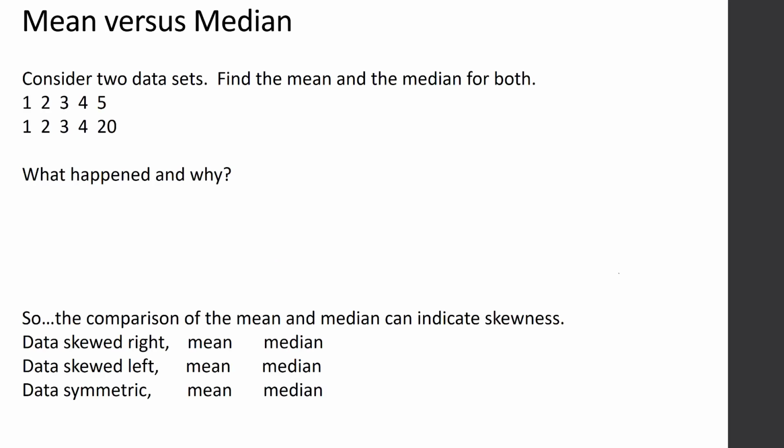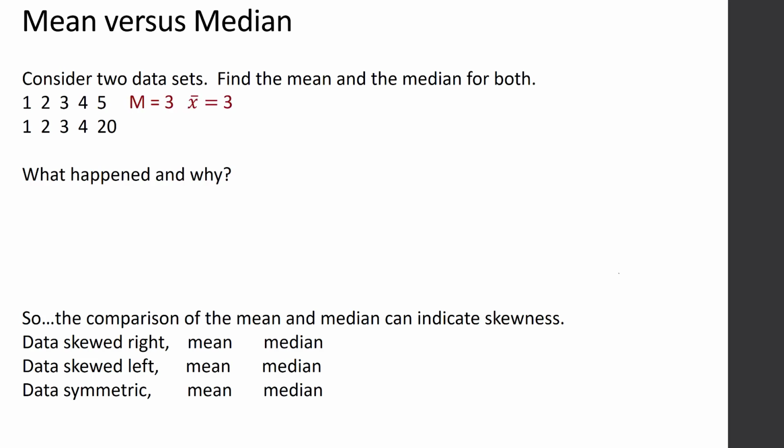All right, so consider the two following data sets. Find the mean and the median for both. This first one is 1, 2, 3, 4, 5. Let's find the mean. It's 5 plus 4 is 9, plus 3 is 12, plus 2 is 14, plus 1 is 15. So the observations add up to 15, and then we divide by the number of observations, which is 5. 15 divided by 5 is 3. Now the median is 3, because that's the middle observation in the 5 ordered values. So the median is 3, and the mean is also 3.